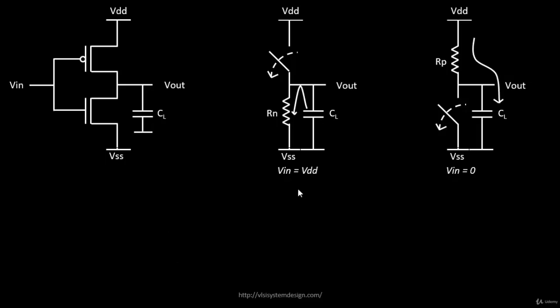Before that, let's try to summarize what we just learned. When Vin equal to VDD, your Vout is equal to 0 because of the direction of currents. When Vin equal to 0, your Vout is equal to VDD because of a similar direction of current, but it leads to the complete charge of your output capacitor.